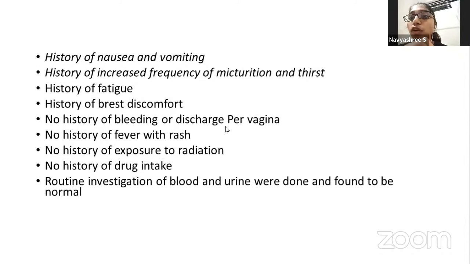She had history of nausea and vomiting in the first trimester and history of increased frequency of micturition and thirst. And she had history of fatigue, breast discomfort. There was no history of bleeding or discharge per vagina. There was no history of fever with rash. She was not exposed to radiations and she was not taking any drug. Her routine investigations of blood and urine were done and were said to be normal.